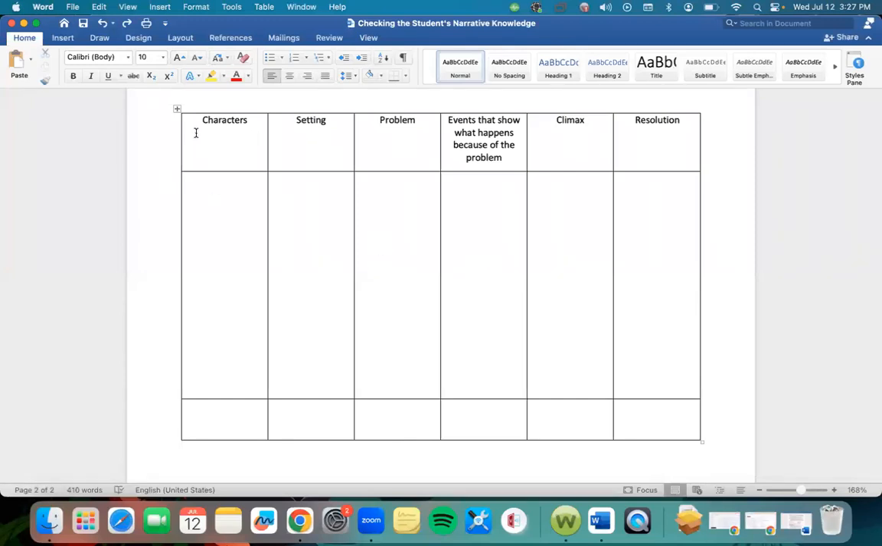They would do characters, setting, what's the problem, one event or a couple of events that show what happens because of the problem, what's the climax, and then the resolution. They would draw their pictures and then write their sentences at the bottom. This would really give the teacher a good understanding of which students are really getting it, or which students need a little bit extra instruction.